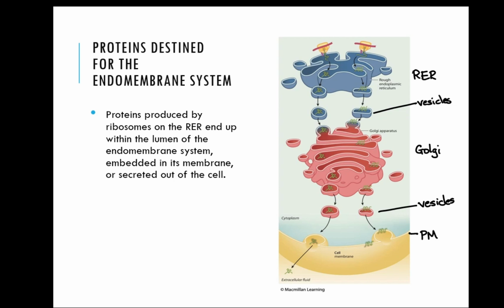Okay, so if you remember when we talked about the ER and the Golgi, they have all these kind of folded little compartments. So the ER has a space inside of it. So the space right here is called the ER lumen.